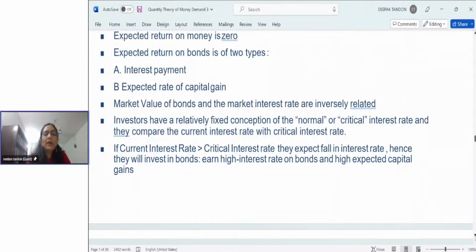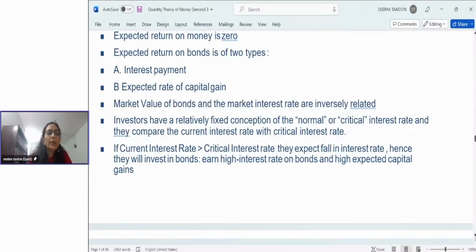Learning is that if the current interest rate is, for example, 7% on 3rd of April 2023, and you believe this is higher than what it exactly should be, that 5%, then in that case, what will you do? You will expect in future for sure it will decrease. And if it will decrease, let me buy today only. So you'll buy the bond today only, because you know in future it will decrease. So high expectation of capital gains makes you invest in the bond.